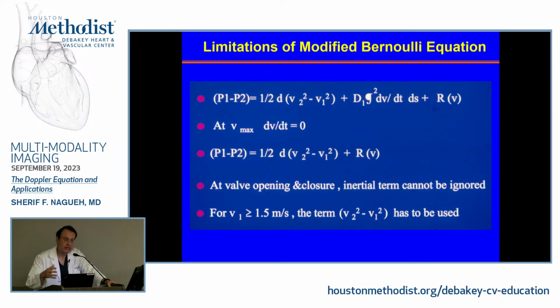So if you're presented with a patient who, say, has a peak velocity through the aortic valve of 5 and an LVOT velocity of 2, and you are asked to get the pressure gradient, you have to include the 2 meters per second in the LVOT. That is, use the V2 squared minus V1 squared expression, not just the 4V squared.